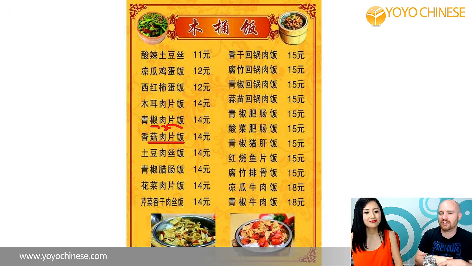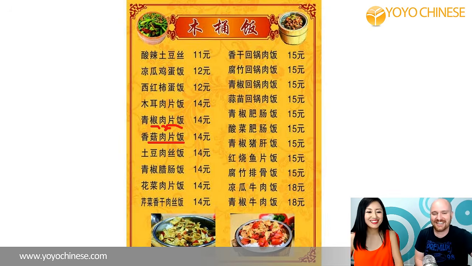So shiitake mushroom, I think that's xianggu. You're right. It's the dark black mushroom. I love it. I just don't know what the English word for it is. So xianggu is the dark black mushroom, and then meat, so pork. And pian being sliced. But you don't even need to know that, right?